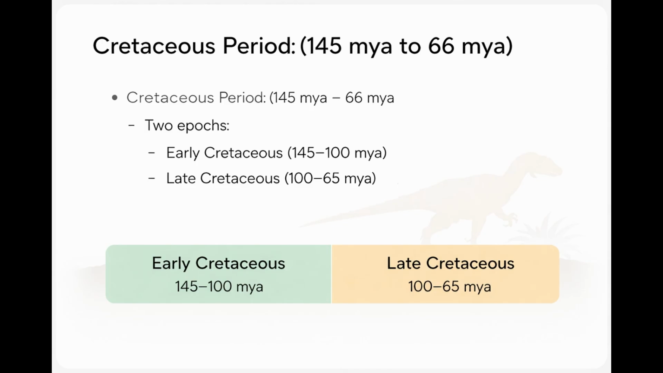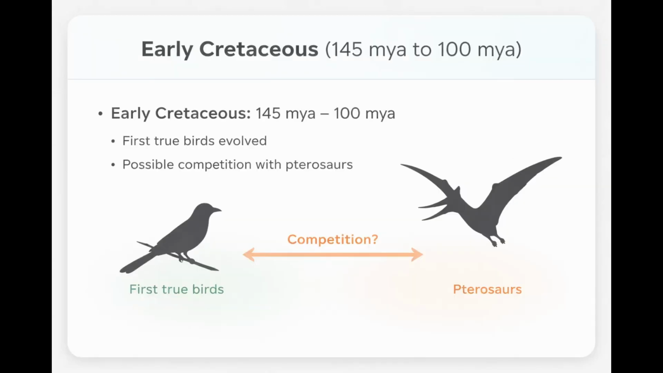This period includes major evolutionary developments, especially involving birds and flowering plants, and it ends with a famous mass extinction. In the early Cretaceous, the first true birds evolved. The source suggests this may have sparked competition between birds and pterosaurs. That's a useful evolutionary idea.